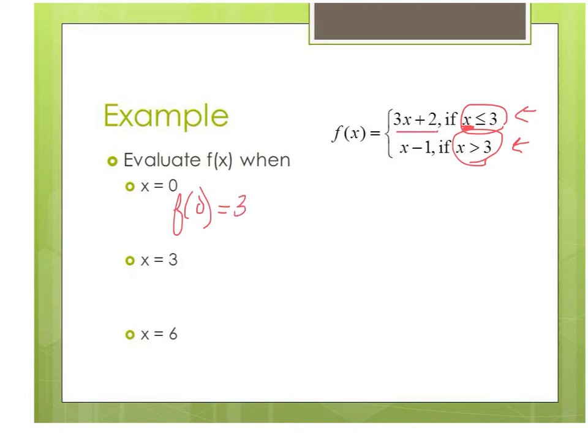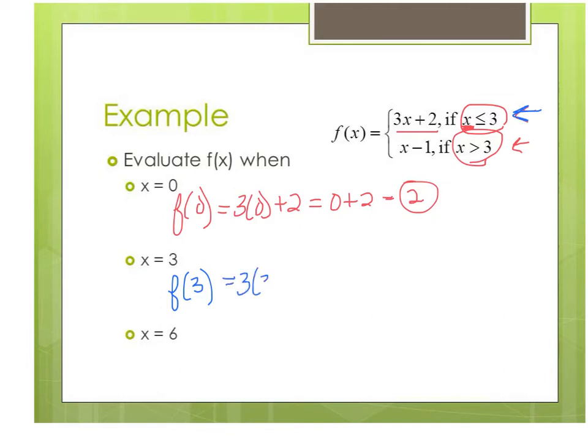So this is going to be 3 times 0 plus 2, and you're just going to evaluate that. So it's 0 plus 2, which is 2. Or the next one, if I want f of 3, I just have to figure out which one to use. x equals 3 is going to be that top one again, because that's the one that equals 3. So I'm going to evaluate in the top one: 3 times 3 plus 2. That's going to be 9 plus 2, which is 11.